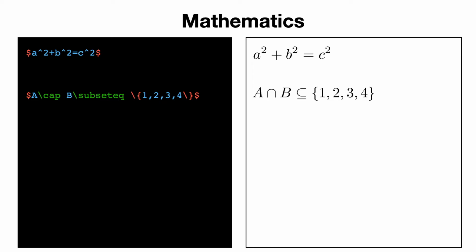In this next example, I said A intersect B is a subset of the set {1, 2, 3, 4}. To do this, the A and the B are just ordinary letters, as are the 1, 2, 3, and 4. To get the intersection symbol, I use \cap. Again, the \ symbol is going to be your friend. It will be used anytime you want to create some sort of special mathematical symbol. The subset symbol here is \subseteq. The EQ indicates that there's the equality line underneath the subset.